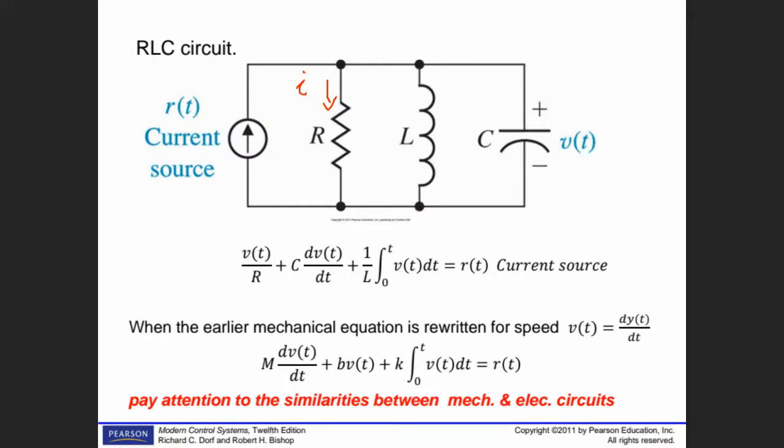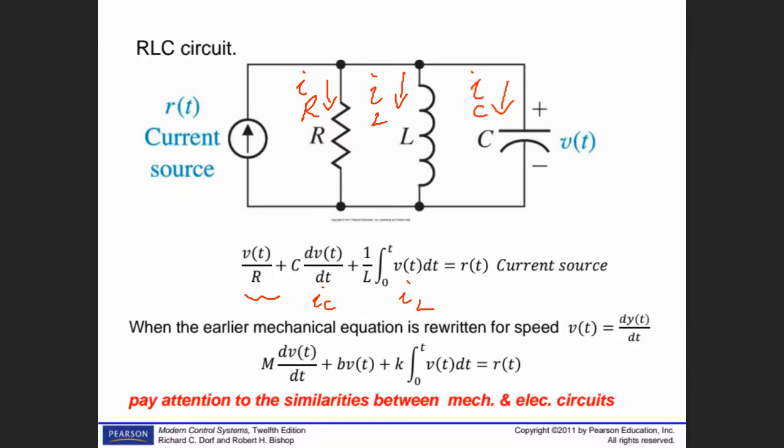IR, IL, IC. So the first term is V over R, which is obvious. C dV dt is the current of the capacitor, IC, and that one is IL. Since there is a current source, V is equal to L dI dt. So I is equal to the integral of V dt.